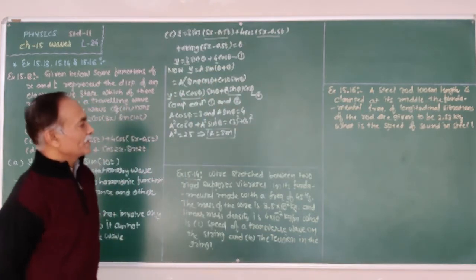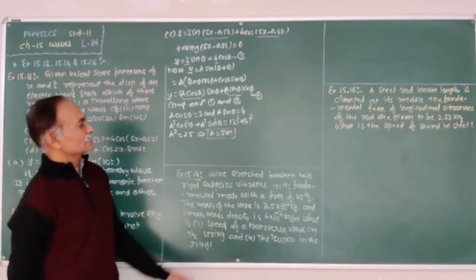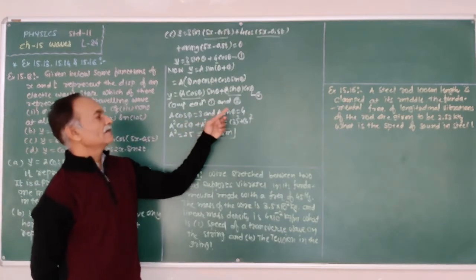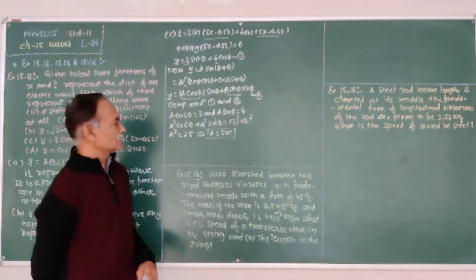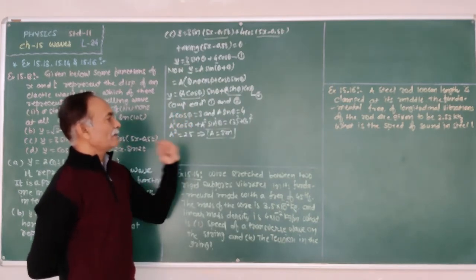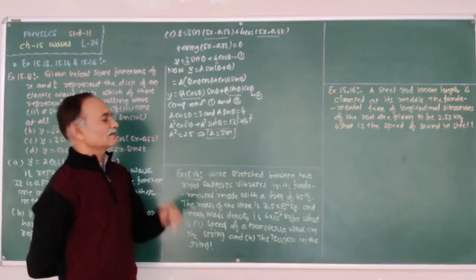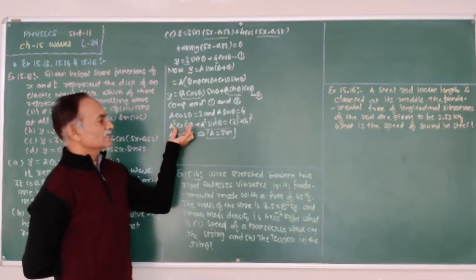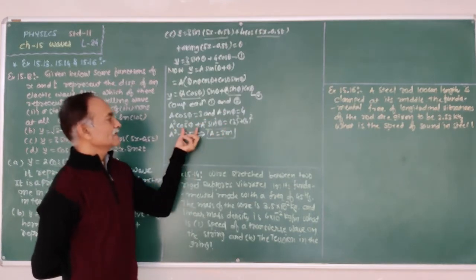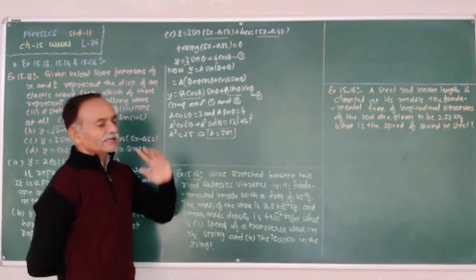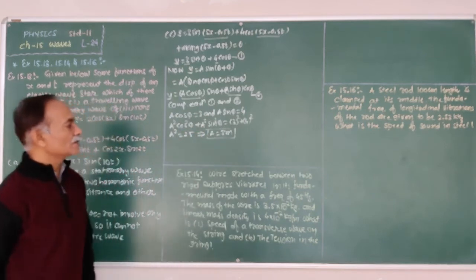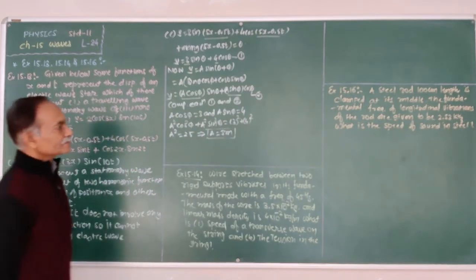To find the amplitude of a wave, we first square both terms and add them. Therefore, a square cos square phi plus a square sin square phi is equal to 3 square plus 4 square. Here a square is common, and cos square phi plus sin square phi is 1. Therefore, a square is equal to 25. Therefore, a is equal to 5 meter.